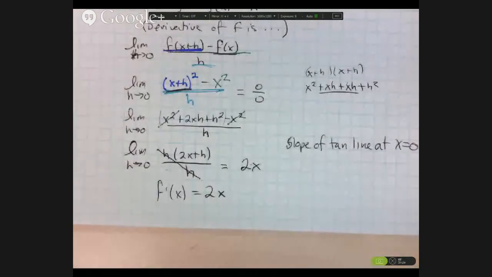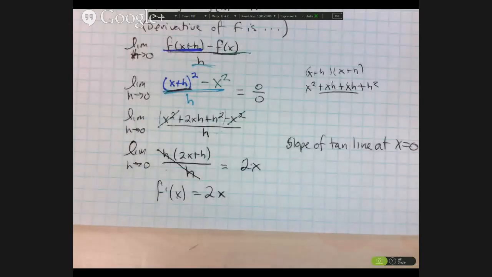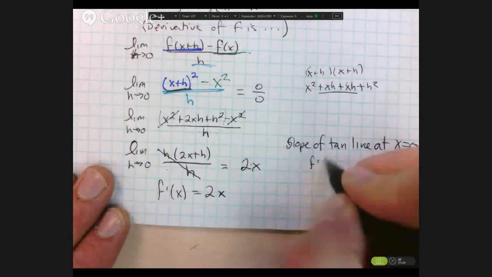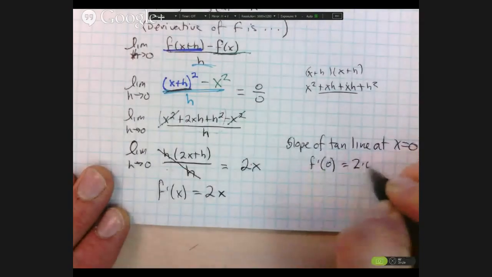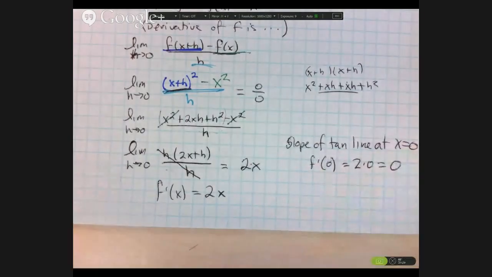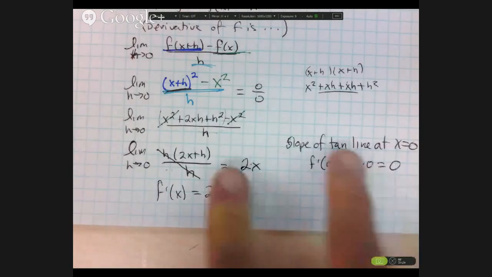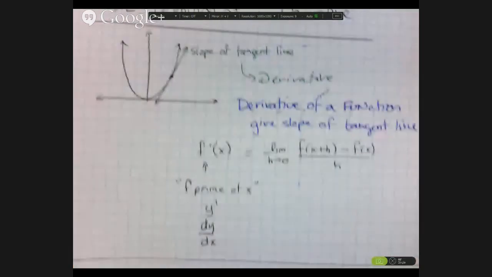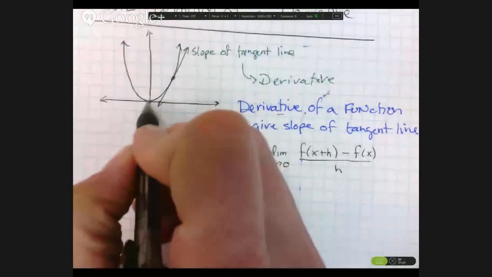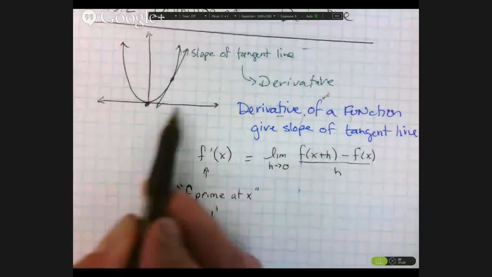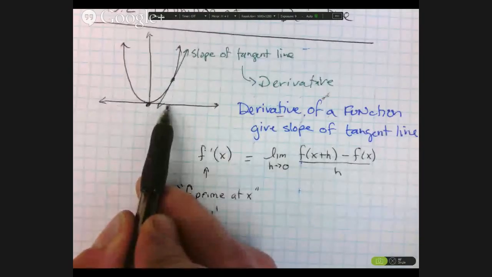So what is the slope of the tangent line at x equals 0? Yeah, why is it 0? Because it's 2 times 0. Yep. You just plug it into the derivative. f prime at 0 is 0. And you can go back to the graph at x equals 0 and see that that tangent line would probably be horizontal, right?